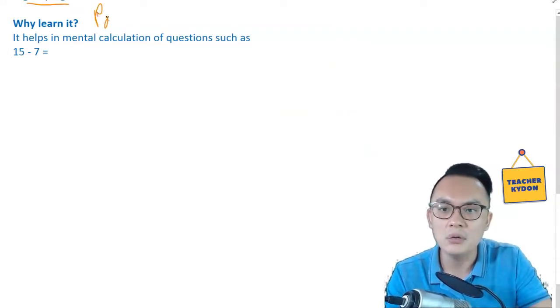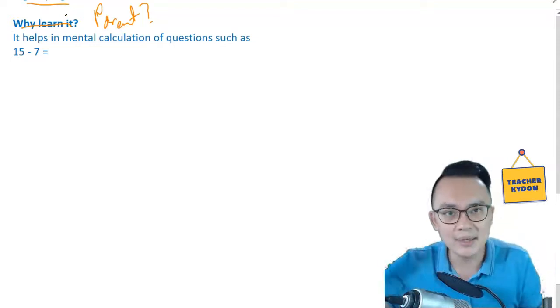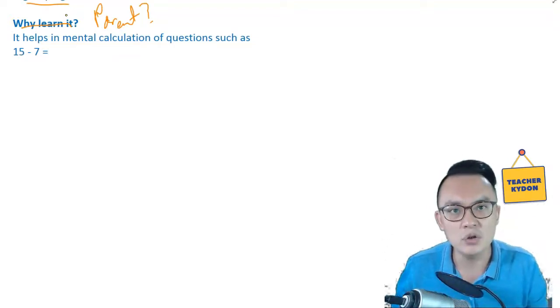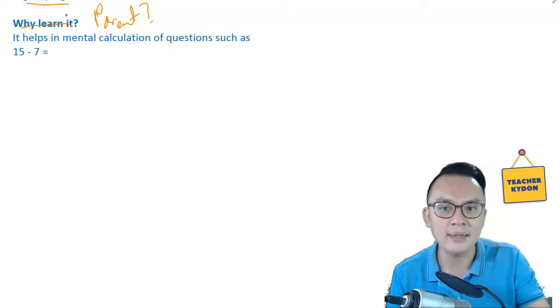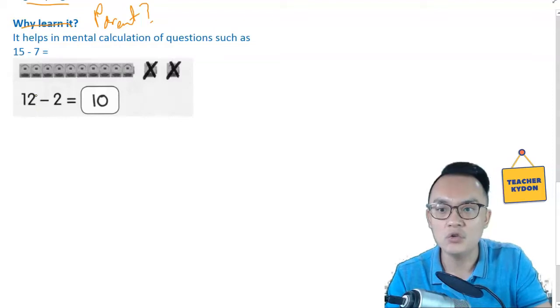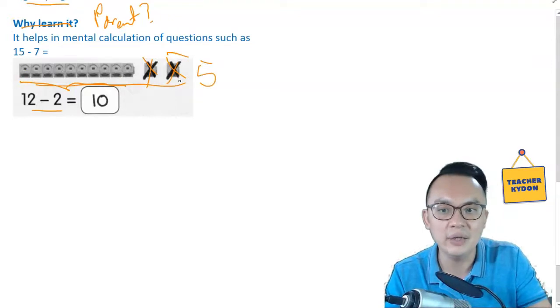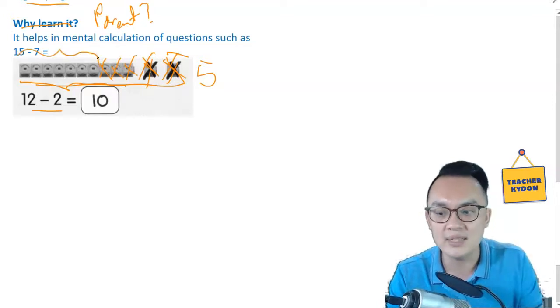All right, so why learn it? Why learn subtraction within 10? Why can't I just take 12 and then cancel, which is what they were doing previously? In the beginning of chapter 9, they will be doing, like, I have 12 minus 2. So I draw 12 out and then I cross out the 2 and count how many I've got over here. Why can't I do this for 12 minus 5? Why can't I just cross out 1, 2, 3, 4, 5 and then count whatever is left over here?